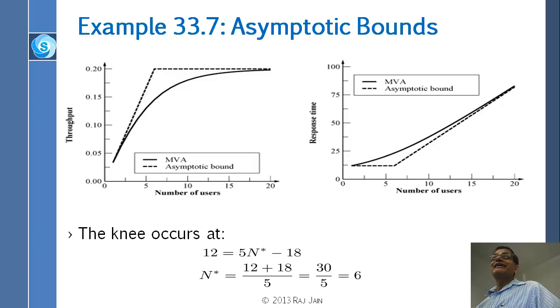Remember, in the bounds, we didn't make any assumptions. But if you make the exponential assumption, which is actually approximate to begin with, this so-called exact solution would be approximate. But that is what academics and reviewers want to see. Otherwise, they will say this is trivial. If you want to make it complex, then here's the formula. So we'll teach you MVA, which is the exact solution. And the knee is at N star equals 12 plus 18 over 5, which is 6. So at 6 users, this knee happens.